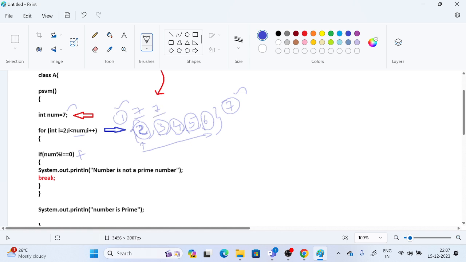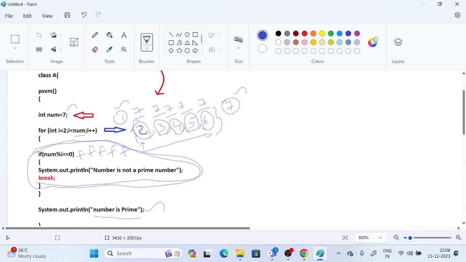Second, 7 by 3 is also false. Third, 7 by 4 is also false. Fourth, 7 by 5 is also false. 7 by 6 is also false. So this if condition will never get executed. If the block is not at all getting executed, then the control comes to this line. What does this line say? Number is prime. Hope you are able to understand.